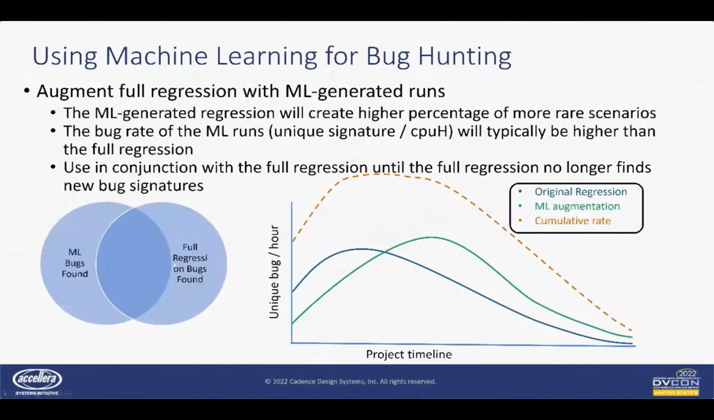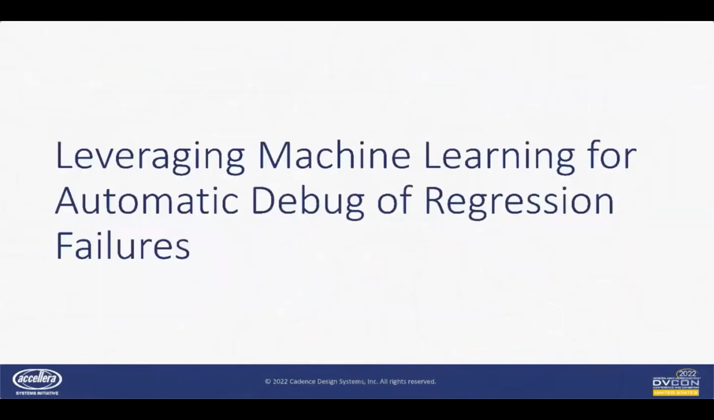So you end up with some kind of a Venn diagram of bugs that are found in the full regression, bugs that are found uniquely in the ML regression, and then you have obviously overlap between them. So this is kind of how this would work.